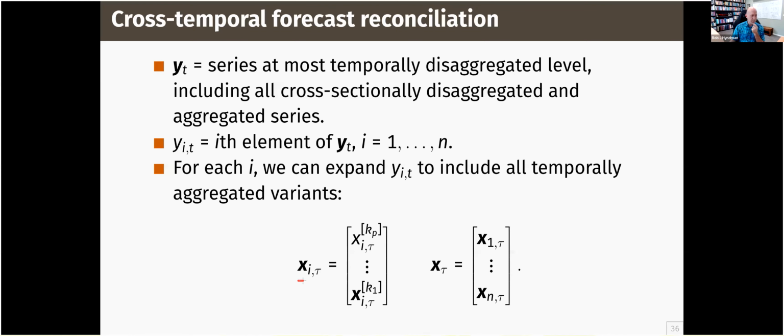Okay, so my bold-faced X sub I of tau is for all of the temporally aggregated variants from the K1, which is the most temporally disaggregated, KP is the most aggregated. And then I add them all up into a big vector.